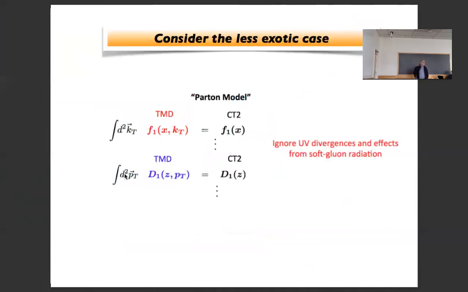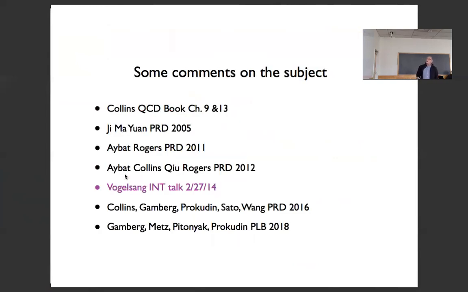So let's consider something less exotic, the unpolarized TMD and collinear PDF. Again, this equation ignores UV divergences, soft gluon radiation, and so forth. I would recommend, if anybody's interested, almost all of these works, in particular the earlier ones, discuss in some form or another what is fraught with a lot of subtlety and difficulty.